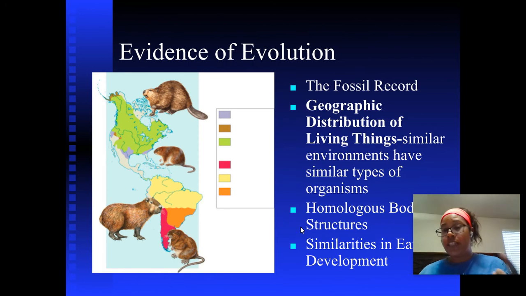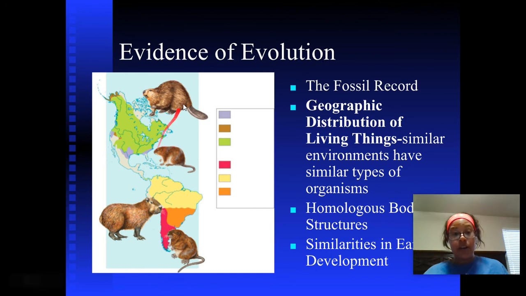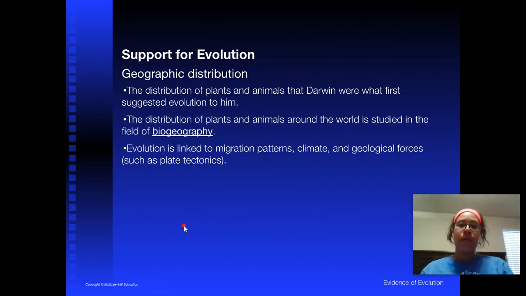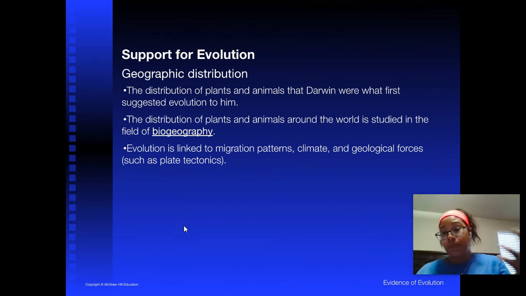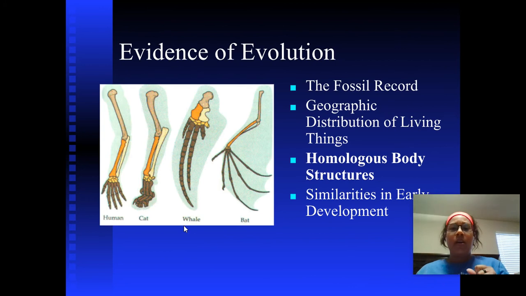All right, so geographic distribution of living things. Similar environments have similar organisms. So you look here, we have all of these. I think this one's a neutral rat. That one's a beaver. They're similar because they have similar environments. They're not the same, but they are similar. So distribution of plants and animals helps them to evolve in certain patterns. And that's called biogeography.